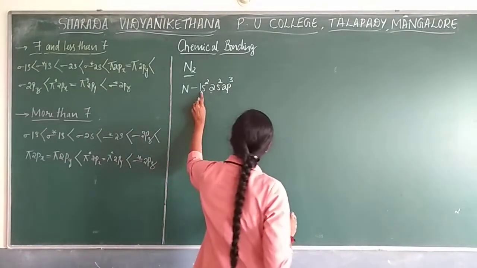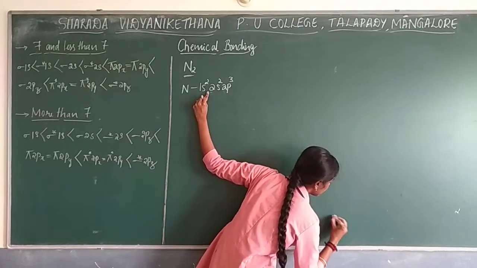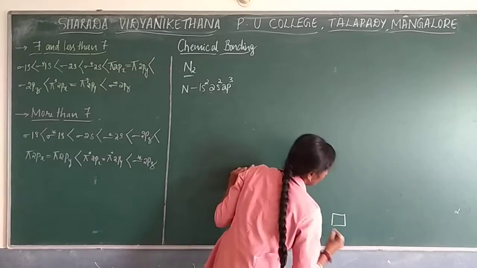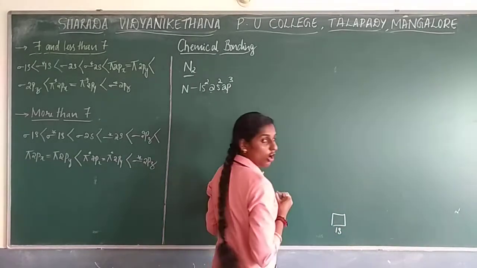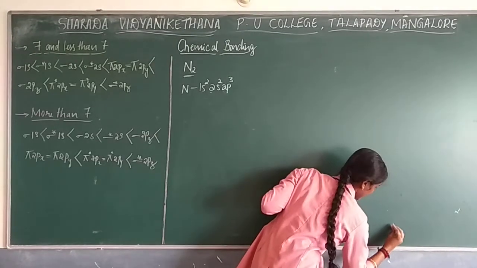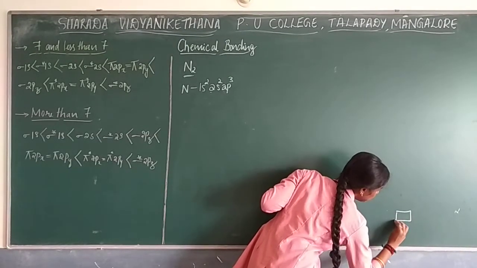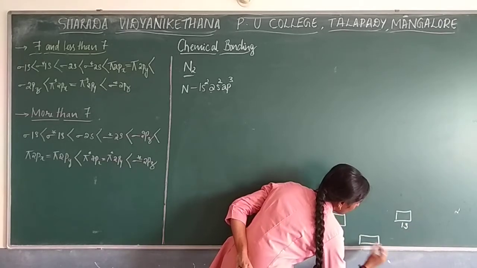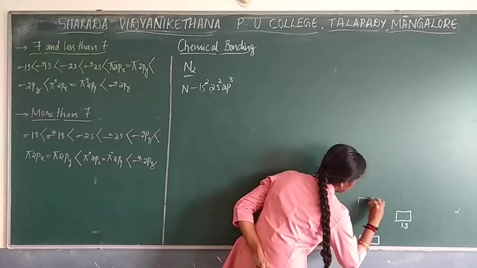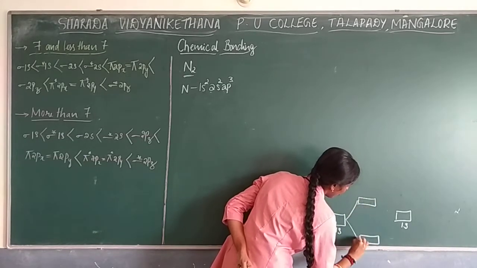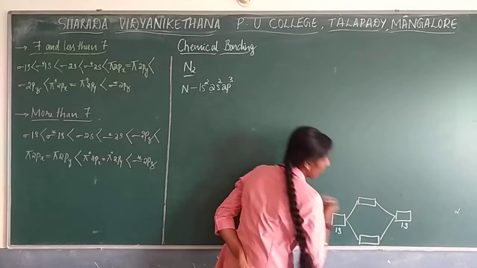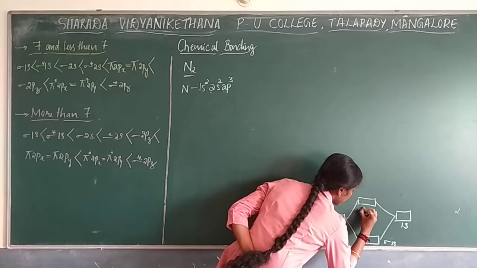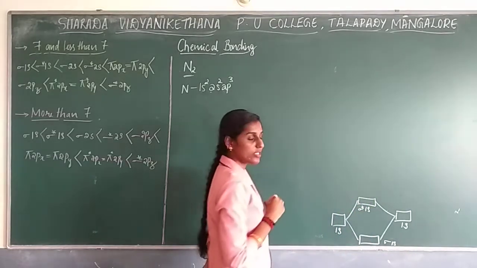First we will write for 1s, as I told before. One of the nitrogen atoms has a 1s orbital. That will react with another nitrogen atom to form a bonding molecular orbital as well as an anti-bonding molecular orbital. So this is nothing but sigma 1s and this is sigma star 1s, right? So this is for 1s.